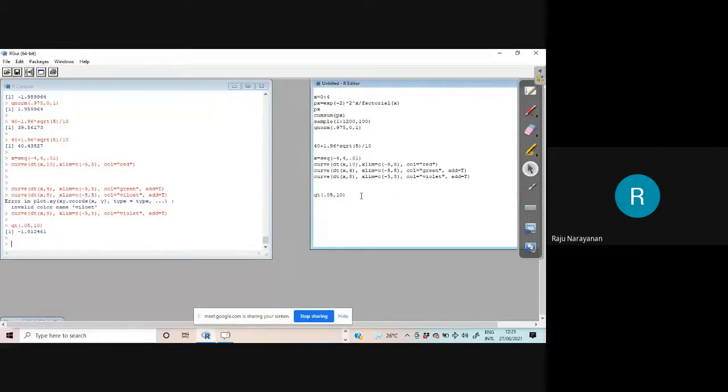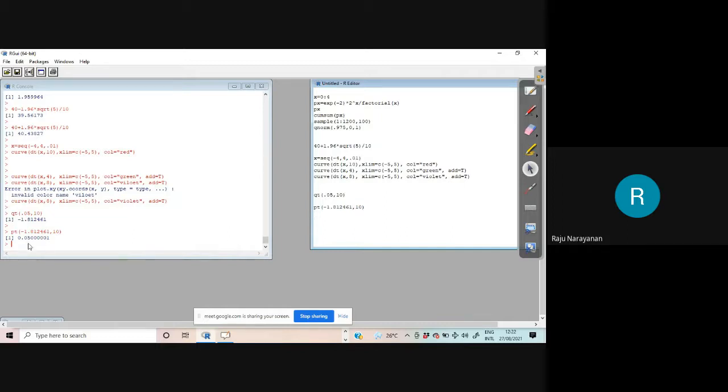Now, if you want to verify, you have to use the PT function. PT of minus 1.81 with degrees of freedom 10. You should get 0.05. That's why it is an inverse function. You get 0.050000 etc. because some numerical techniques are used. Therefore, if you know the value of P, you can get the value of T. If you know the value of T, you can get the value of P.